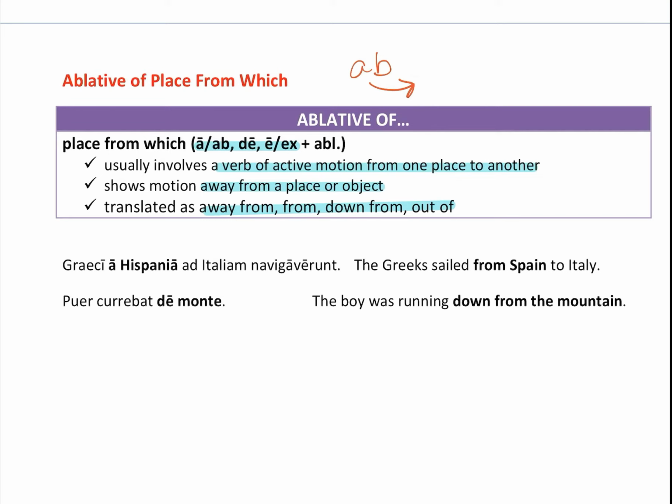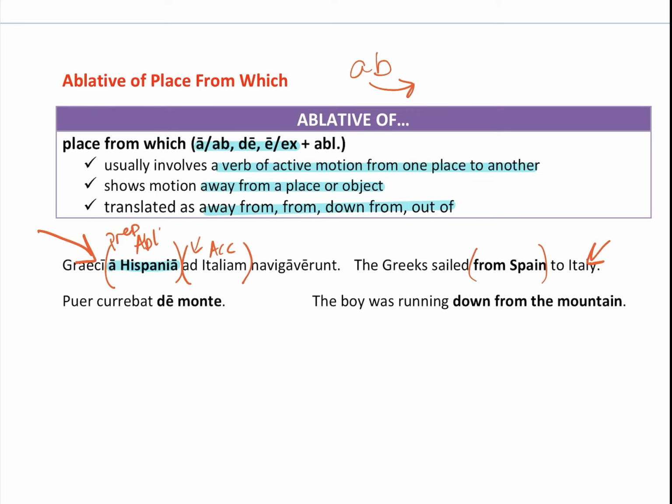Graeci a Hispania ad Italiam navigaverunt. The Greeks sailed from Spain to Italy. Again, you do not include the "to Italy." To Italy uses a different preposition. So this would be one prepositional phrase, the preposition and the noun in the ablative. This, ad Italiam, would be a different prepositional phrase, and we know that ad takes the accusative. But what we're talking about is the ablative of place from which.